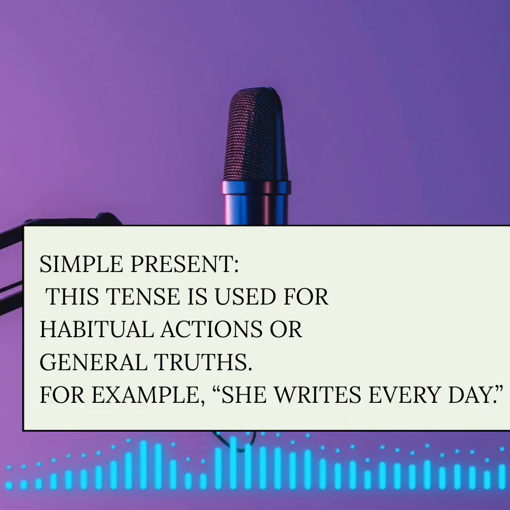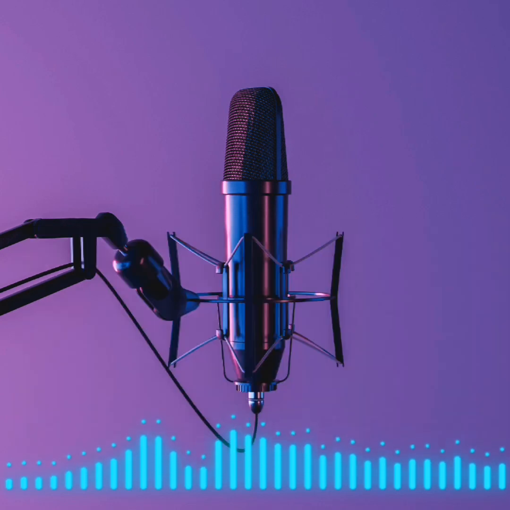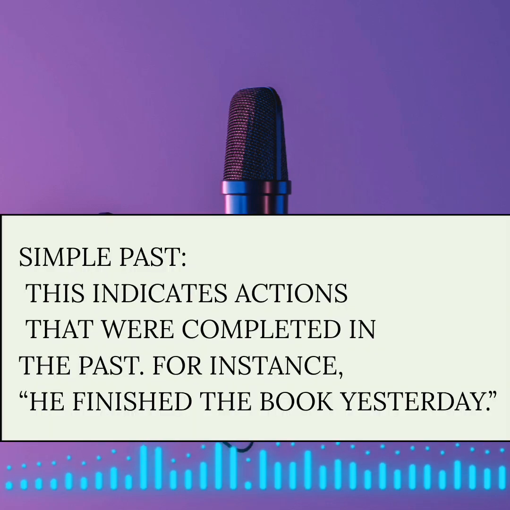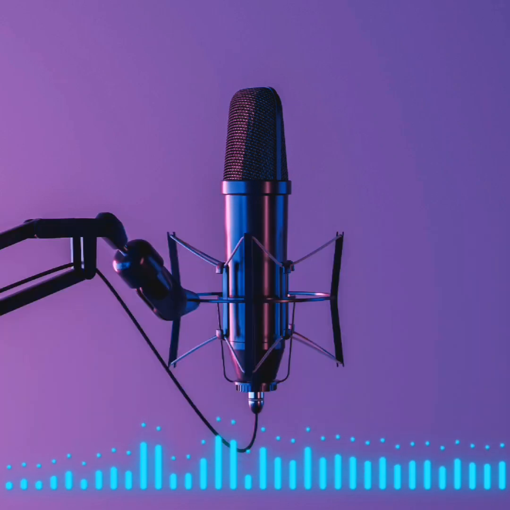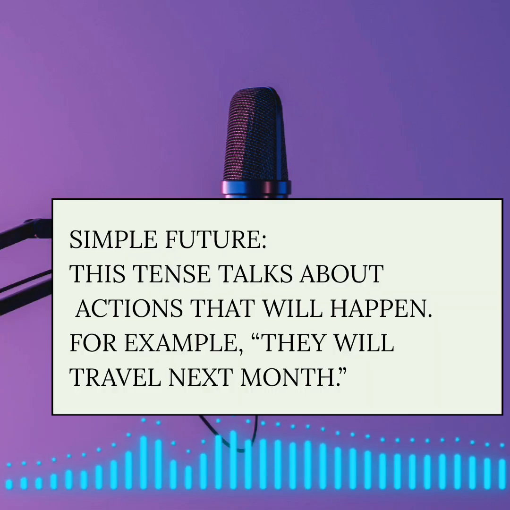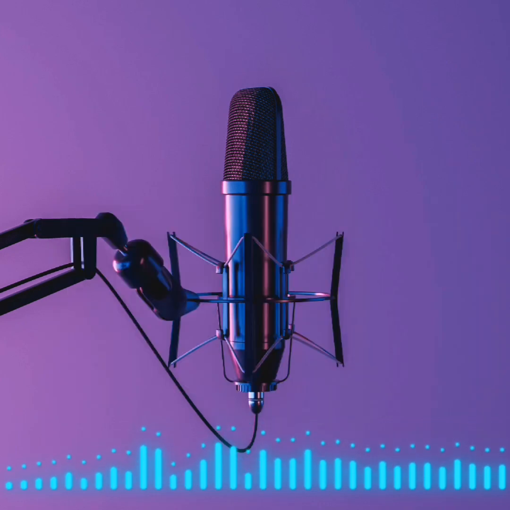Simple present: this tense is used for habitual actions or general truths. For example, she writes every day. Simple past: this indicates actions that were completed in the past. For instance, he finished the book yesterday. Simple future: this tense talks about actions that will happen. For example, they will travel next month.